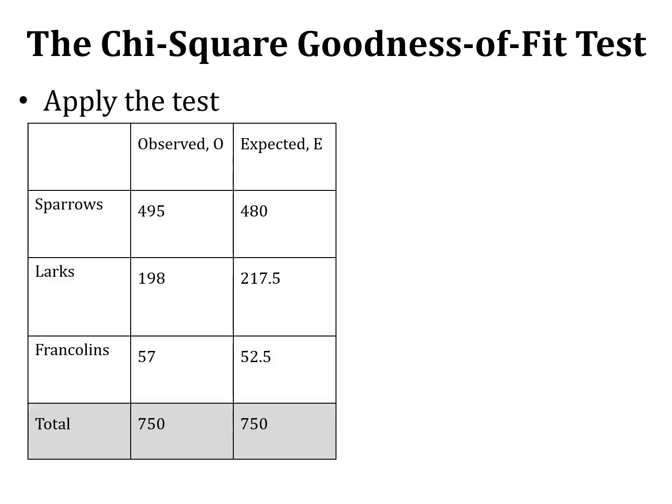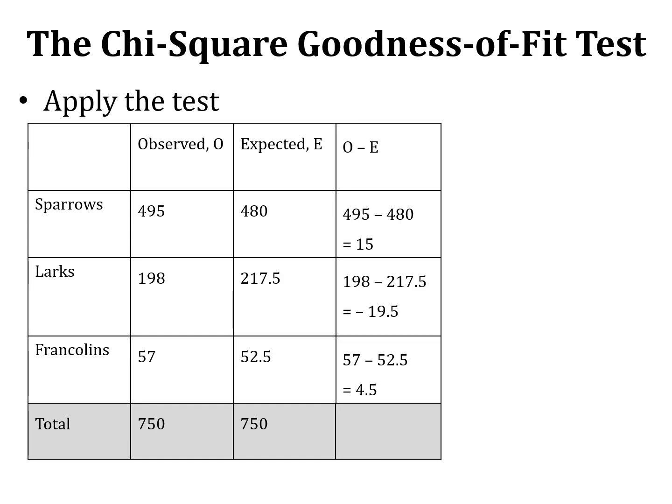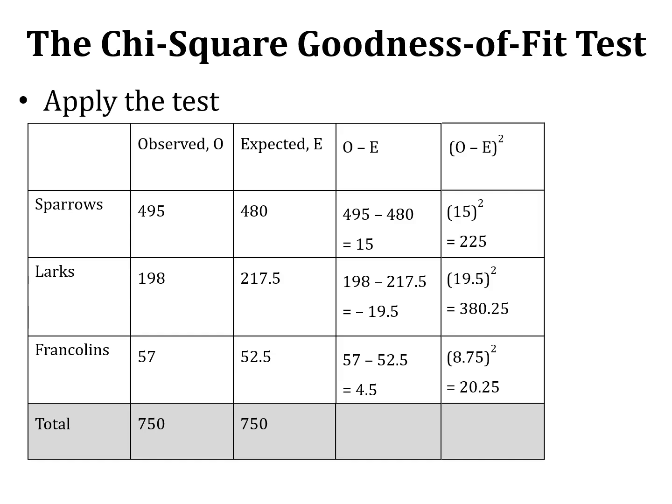Now we have to apply the test. This is our chi-square calculation table, the observed frequencies and the expected frequencies, and you can see that their sum is similar. Then the difference between the observed and expected frequencies is 15 for sparrows, 19.5 for the larks, and 4.5 for francolins. Again, you have to ignore the minus value because we are going to take the square of this difference in the next column.